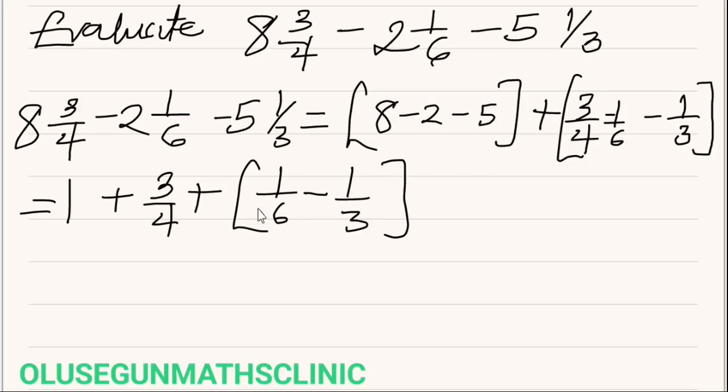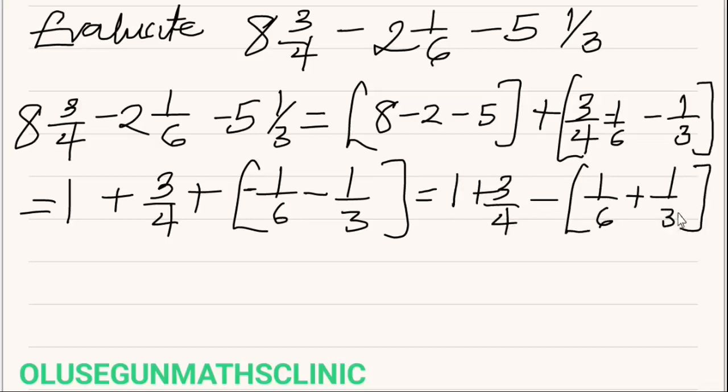this, they both have minus. This is minus 1/6, minus 1/3. So you now rewrite it to have 1 plus 3/4 minus, bracket open, 1/6 plus 1/3. So now for having 1/6 and 1/3 and the common multiple, you have 1 plus 3/4 minus. The LCM here is 6.